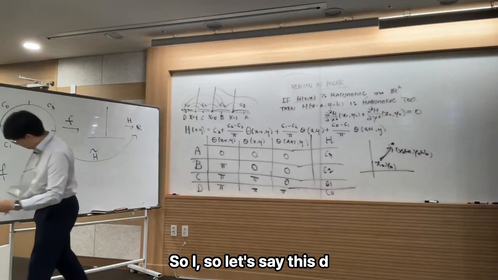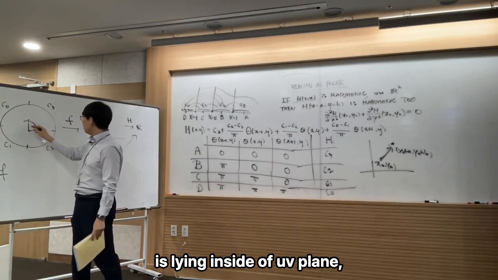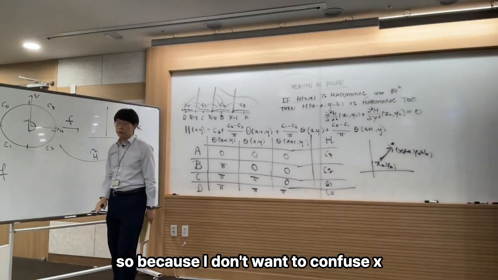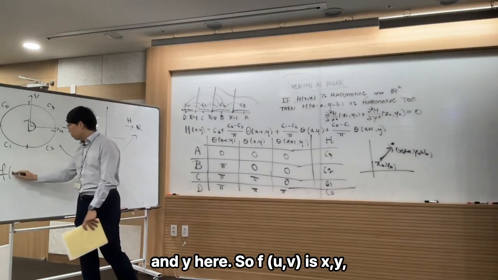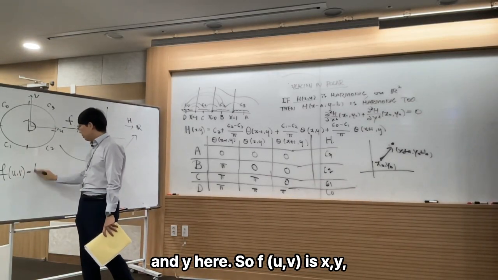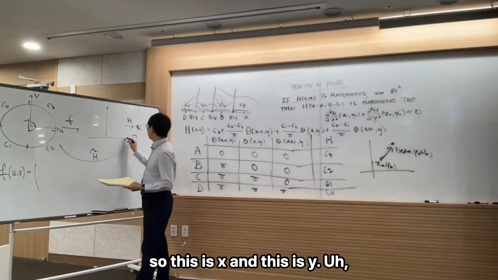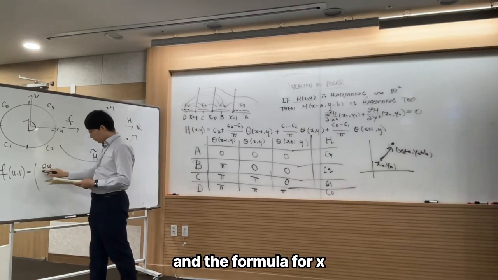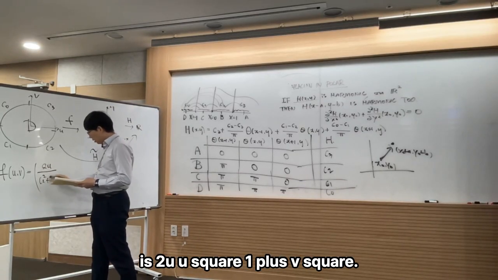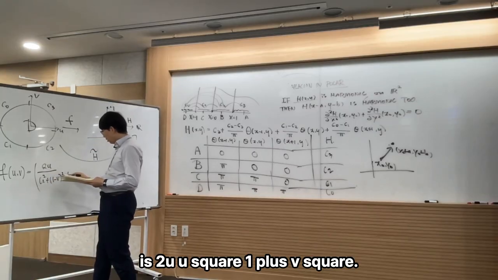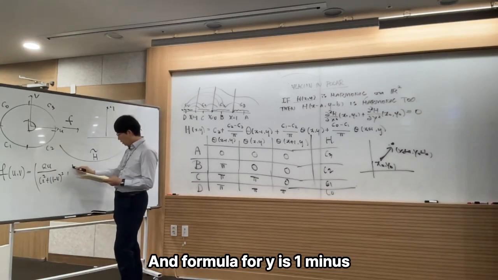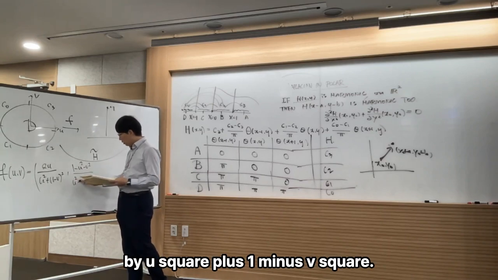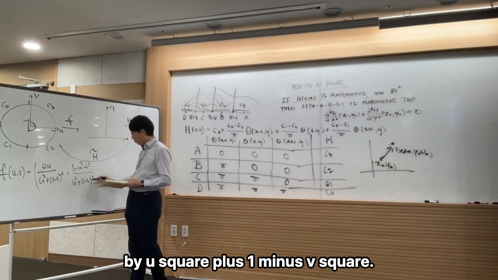So let's say this D is lying inside of the UV plane, because I don't want to confuse X and Y here. So F(U,V) is (X, Y). So this is X and this is Y. And the formula for X is 2U divided by U squared plus 1 plus V squared. And the formula for Y is 1 minus U squared minus V squared, divided by U squared plus 1 minus V squared.